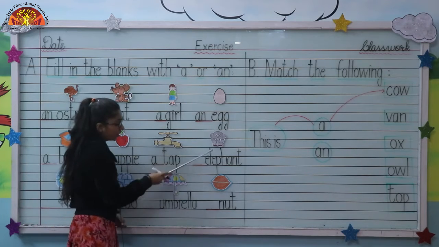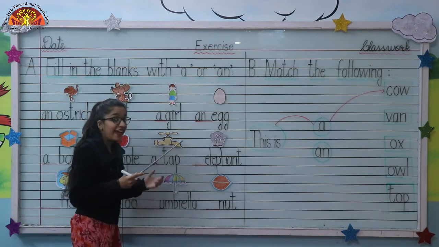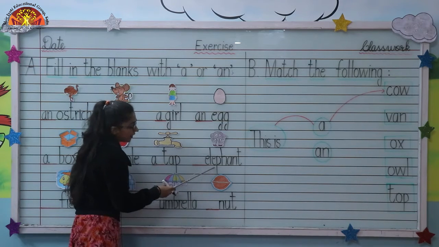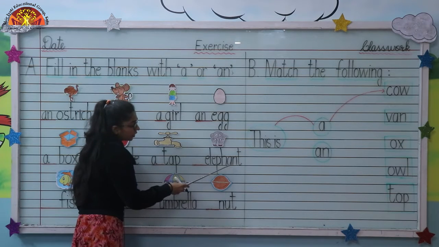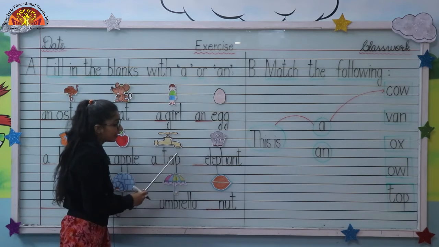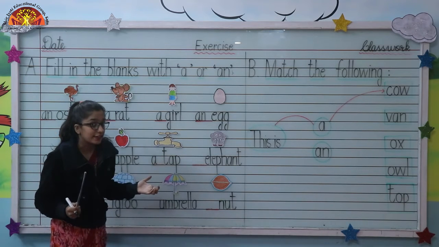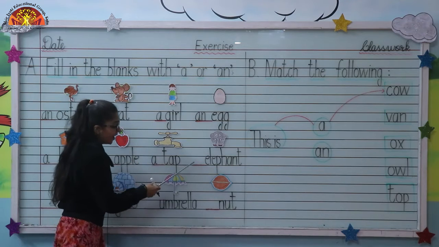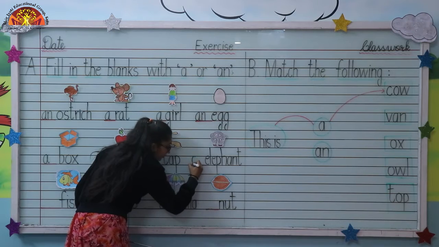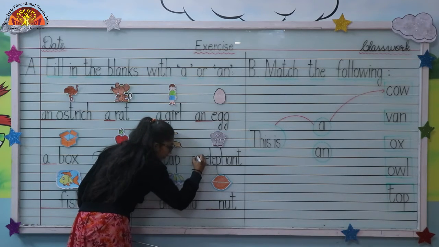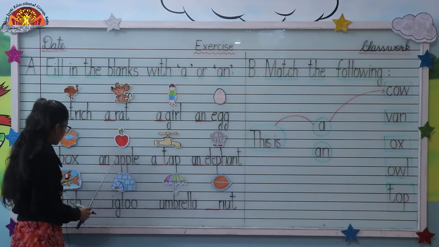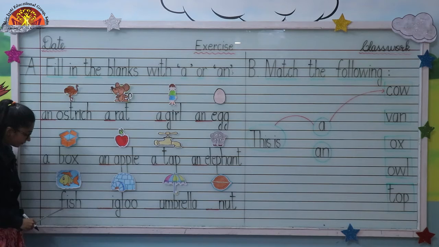Move to next. What is this? This is an elephant. Spelling of elephant is E-L-E-P-H-A-N-T. Okay kids? So kids, what should I write here? A or an? Yes, an elephant. So write an here.